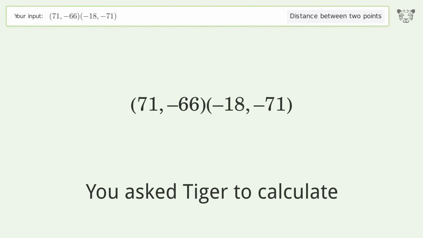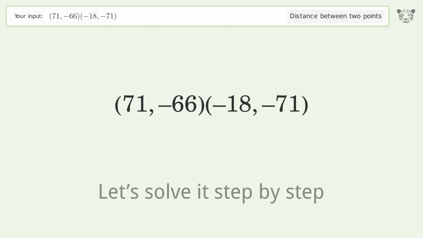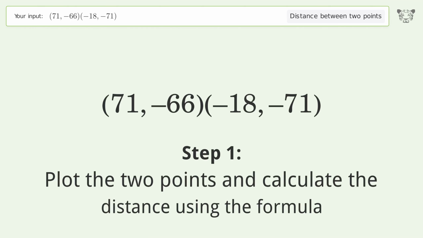You ask Tiger to calculate. This deals with the distance between 2 points. The distance between the 2 points is the square root of 7,946, or 89.14. Let's solve it step by step. Plot the 2 points and calculate the distance using the formula.